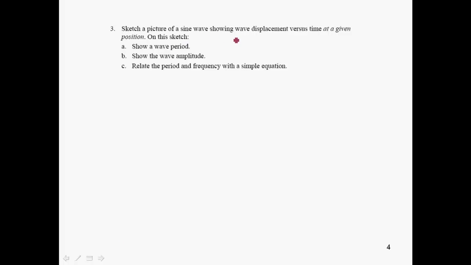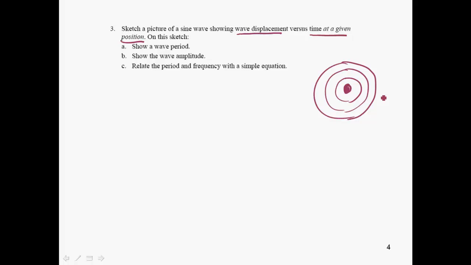Sketch a picture of a sine wave showing wave displacement versus time at a given position. Okay? So, displacement versus time at a given position. Let me give you an example of this, physical example, so you understand. Remember we talked about the example of dropping a rock or something in a lake, and we'll create these waves that will be emanating from the center outward.